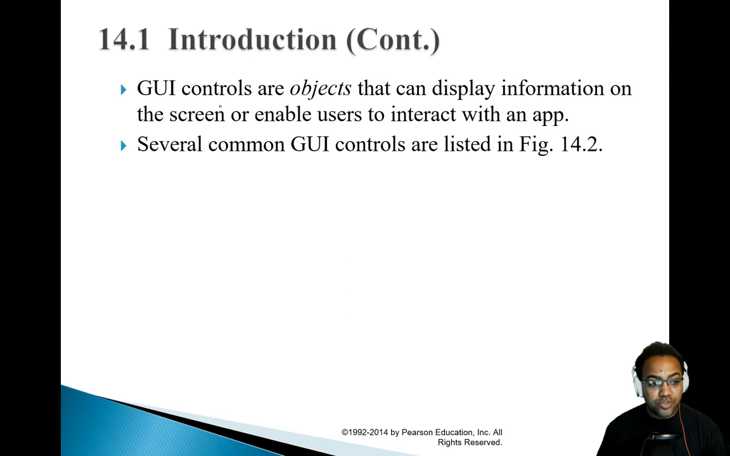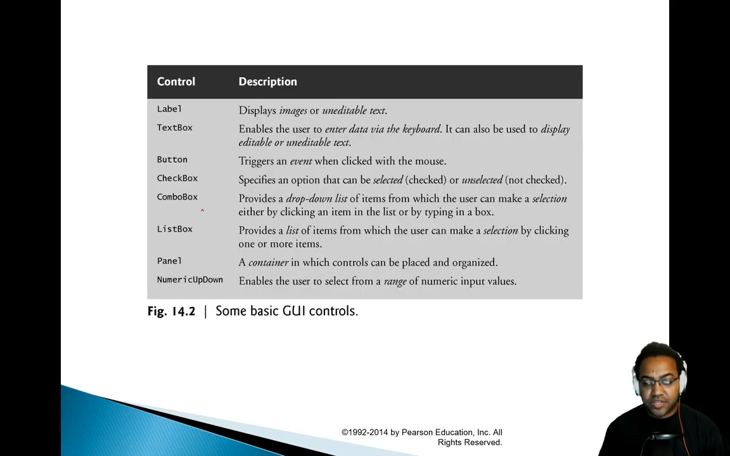So, GUI controls are objects. We talked about objects a lot, and we've created objects with our properties, but GUI controls are objects that can display information on the screen or enable users to interact with an app. And these are certain things that you can actually put in your GUI. Now, if you're thinking to yourself, well, I'm not necessarily sure I know what these things are, be not dismayed. You have touched at least 95% of the things that you see here.